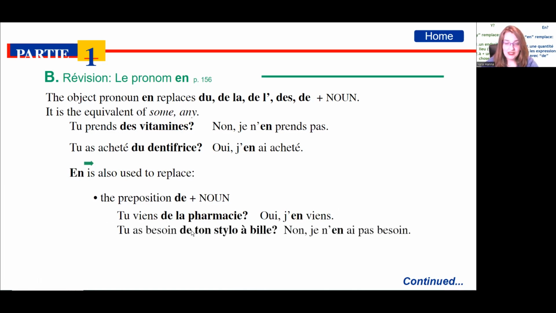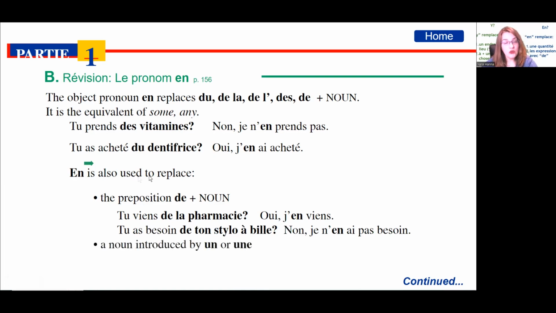Tu as besoin de ton stylo à billes? Do you need your pen? Non, je n'en ai pas besoin. So here we have the expression avoir besoin de. It will be broken a little bit here in the second sentence. Je n'ai pas besoin de en. So, je n'en ai pas besoin.